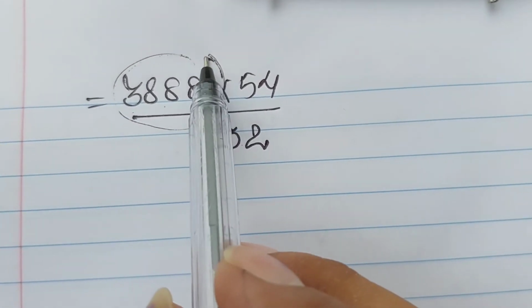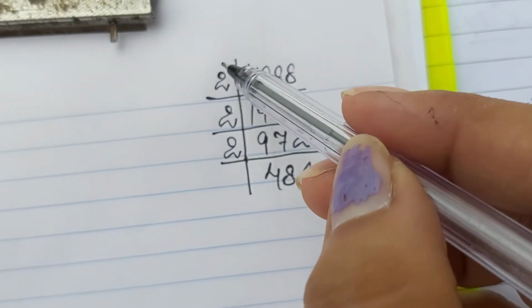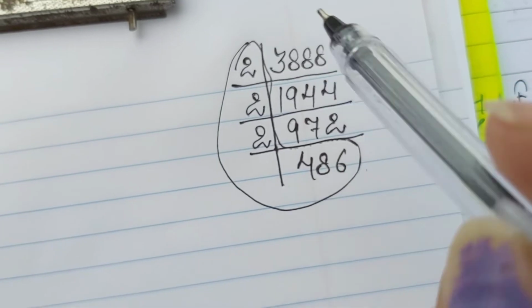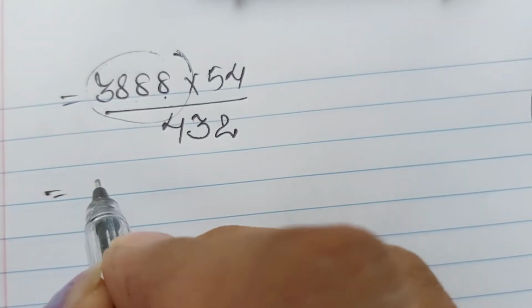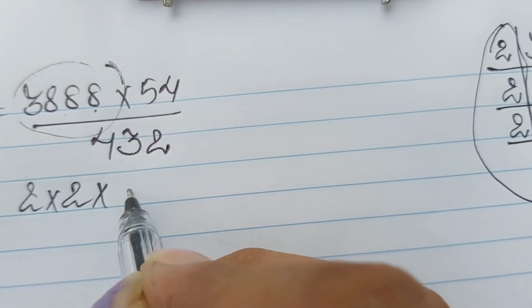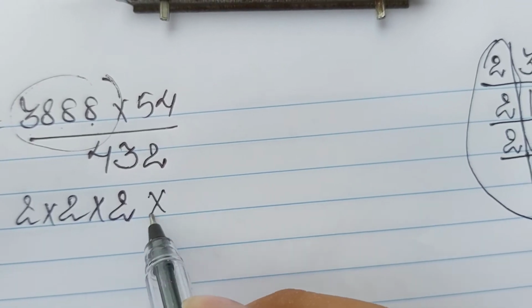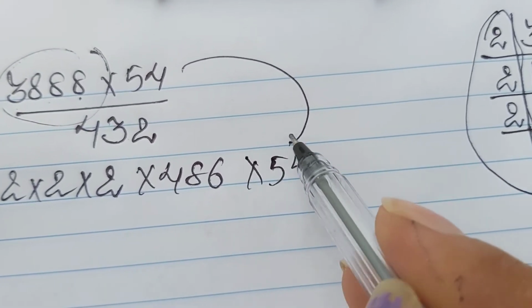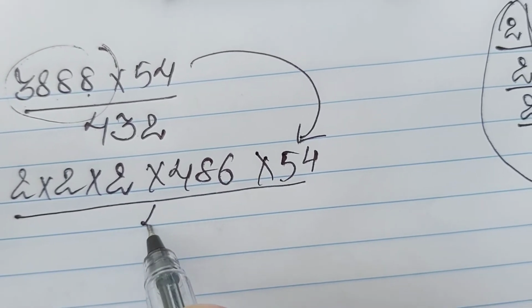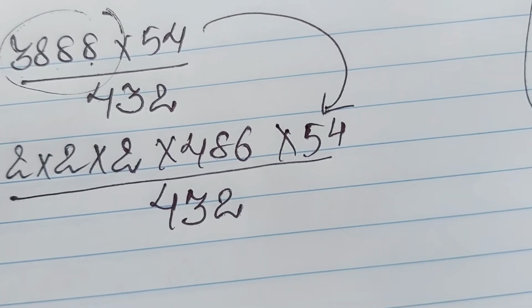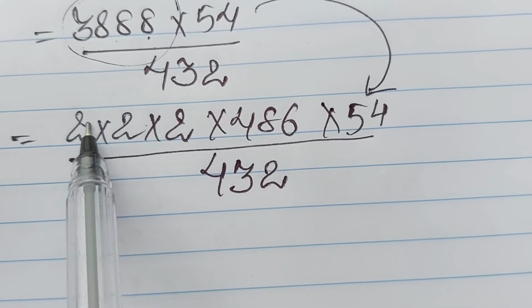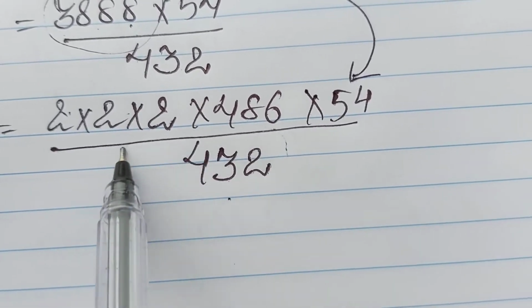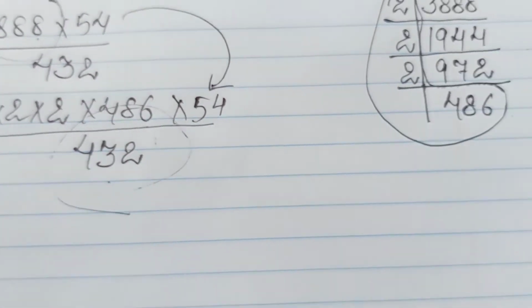In place of this 3888 we will write these four values. We will write here 2 multiply 2 multiply 2 multiply 486. This 54 as it is we will write here. Then divide by 432. We can deduct numerator with denominator. Now try to reduce this denominator.